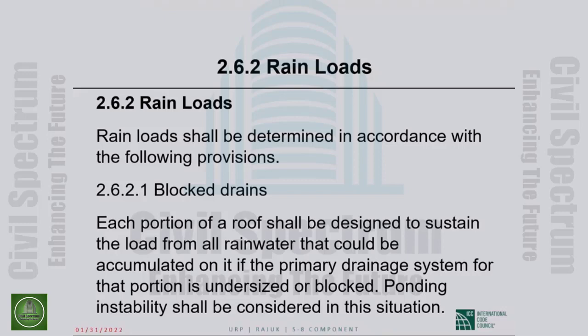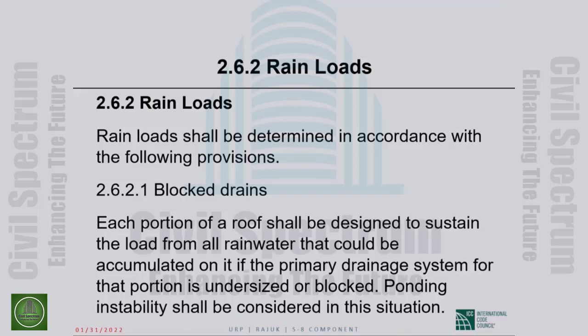Ponding instability is the accumulated water will cause deflection. So the bending moment caused by that deflection will cause additional deflection, and all of that may eventually lead to failure of the roof. Ponding instability, that is a problem dealt with in ASCE 7, a little more than in BNBC.